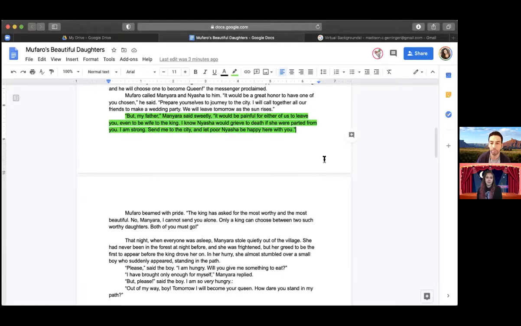I'm going to say just the second part because it's kind of a long line. So neutral first. I know Niasha would grieve to death if she were parted from you. I am strong. Send me to the city and let poor Niasha be happy here with you. All right. Now I'm going to add some gesture and some voice. I know Niasha would grieve to death if she were parted from you. I am strong. Send me to the city and let poor Niasha be happy here with you.